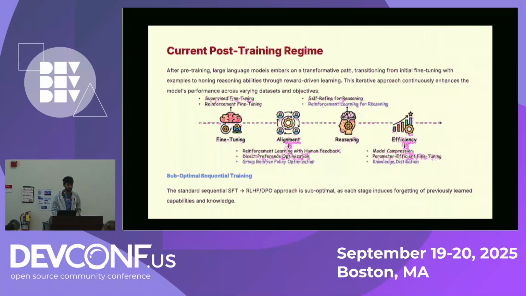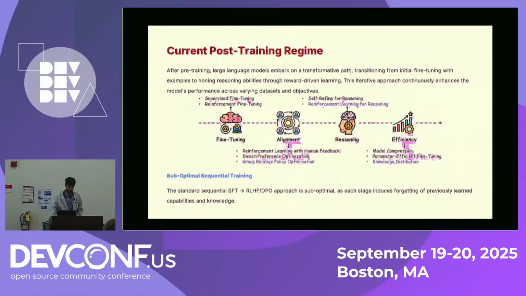Followed by, more recently, a lot of people are interested in improving the reasoning of language models. So there's a specific stage only for improving the reasoning using reinforcement learning again. And then finally, you want the model to be efficient. So you do model compression techniques and knowledge distillation for a small model.